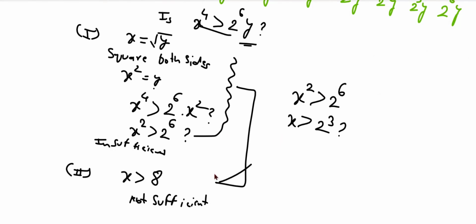Now we are going to use the information from both the statements. Statement 2 validates our intuition. It says x is actually greater than 8. So when you take them together, you will see that both the statements are actually sufficient to answer this question.